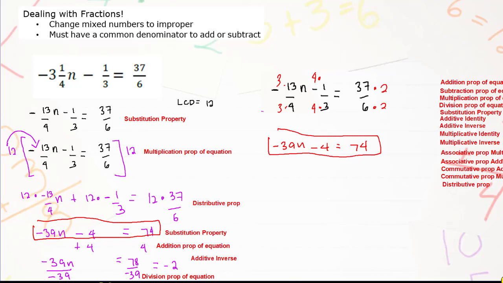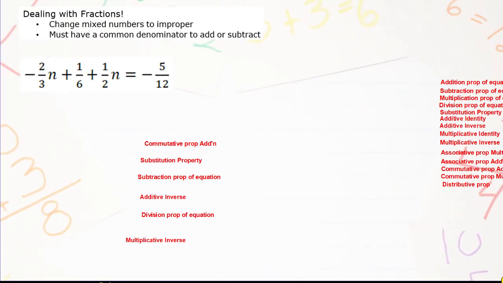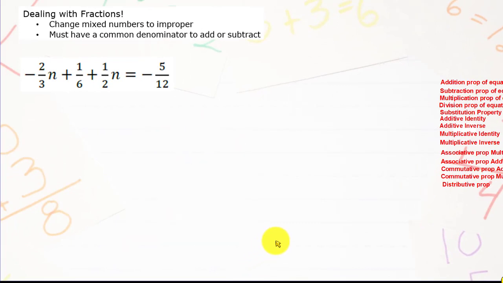All right? Okay, let's solve the next question. Note that we have 4 denominators. We have 3, 6, 2, and 12. We don't have any mixed numbers. So the only thing that we have to do here is to have a common denominator. So let's get our LCD. 3, 6, 2, 12. The LCD for this will be equal to 12. Okay? So LCD is equal to 12.